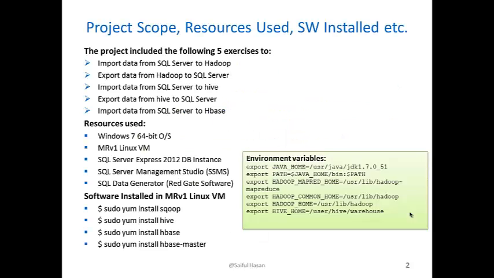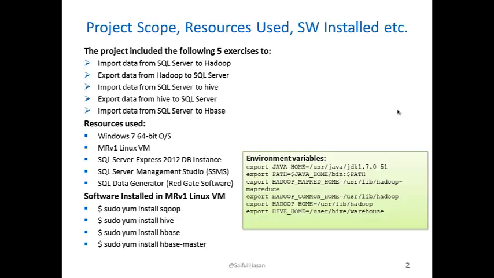In this slide we show the scope of the project. First we show the various resources we used and the software we had to install. The scope basically included importing data from SQL Server to Hadoop and exporting the data back from Hadoop to SQL Server, importing data from SQL Server to Hive and exporting data back from Hive to SQL Server, and finally importing the data from SQL Server to HBase.